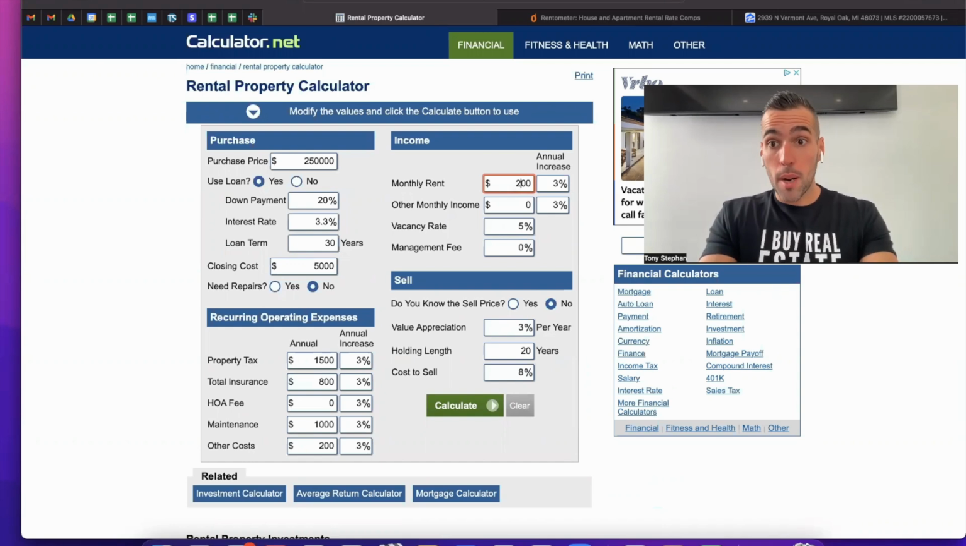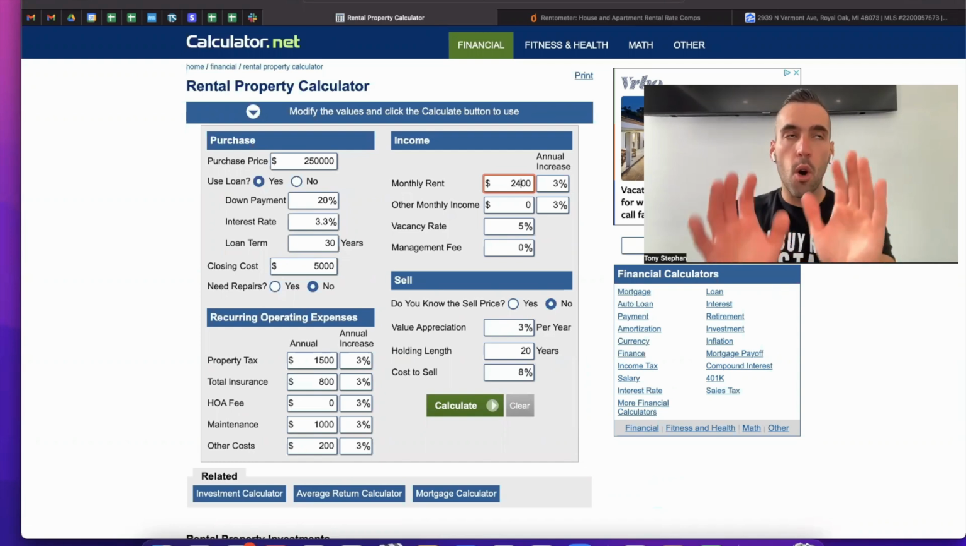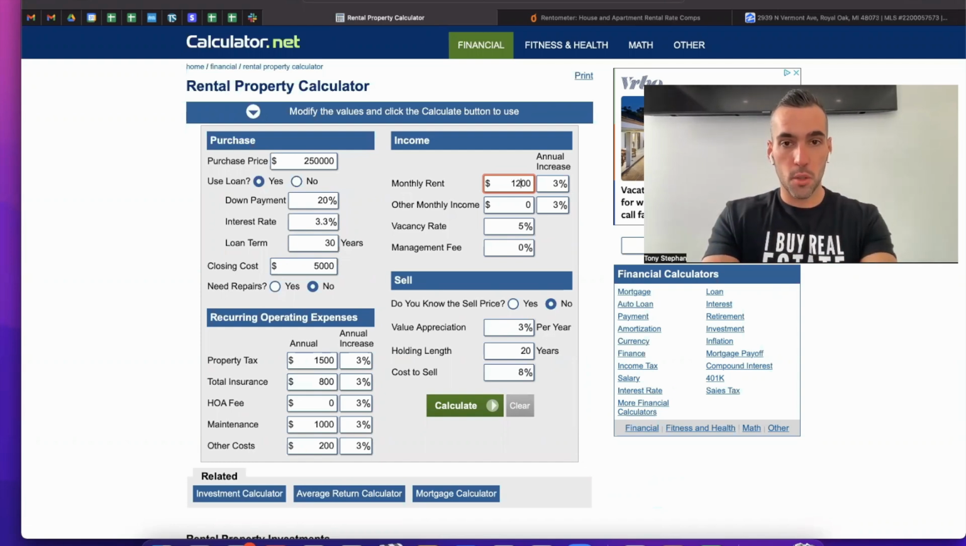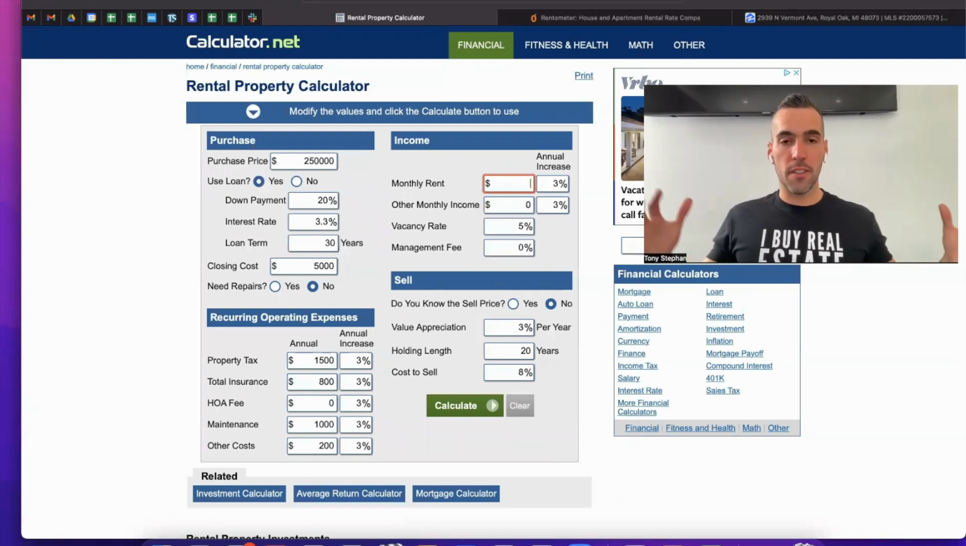Okay, and I can show you other properties where I get $2,400 a month in rent. I paid $180,000, but everyone's different. Don't automatically rule it out. Now, if I could only get $1,200, don't even look at it, right? Because it's not going to factor out. And as you get bigger and bigger into multifamily, it becomes so much easier.